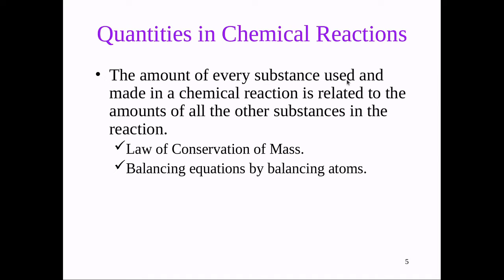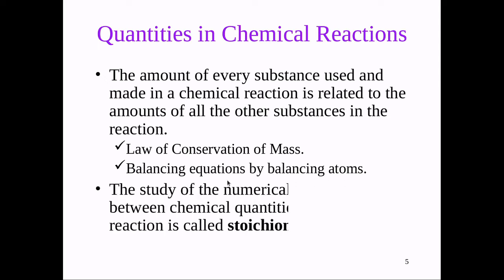The amount of every substance used and made in a chemical reaction is related to the amounts of all the other substances in the reaction. We've seen this to be true in two ways already. We've seen the law of conservation of mass, that we have to have the same number of atoms on either side of our reaction, and we were able to balance the reactions by making sure that we hold to this law. Now we know that there are certain ratios that the molecules and atoms combine in. The study of the numerical relationship between chemical quantities in a chemical reaction is called stoichiometry.